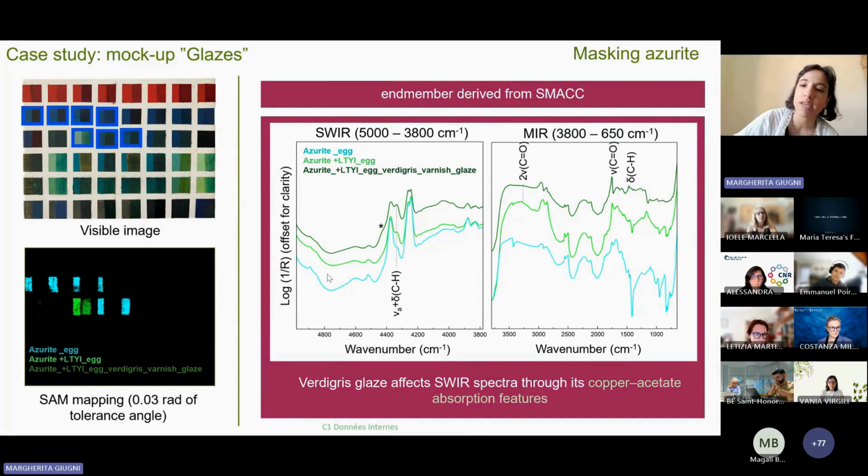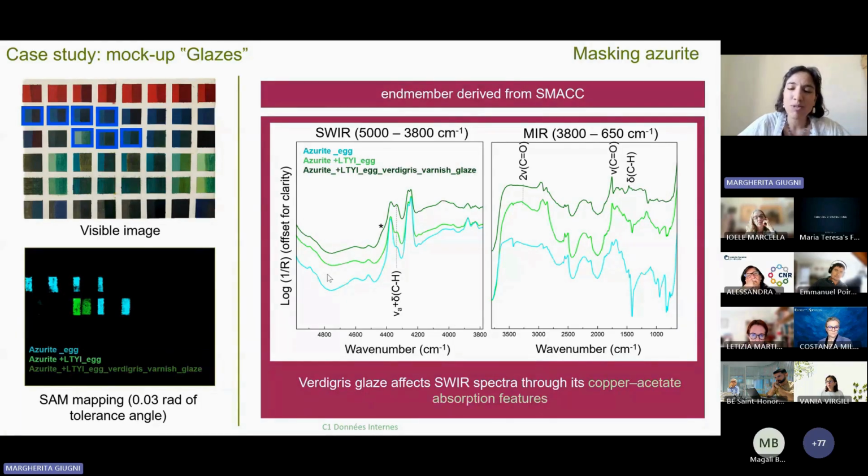The last example shows azurite bound in egg, a mixture of azurite and lead tin yellow bound in egg, and this paint partly covered by a varnish-based verdigris glaze. The interesting aspect here is that I'm showing a pigment that displays absorption both in the SWIR and in the Mid-IR region, so it's sometimes very difficult to understand the binder of azurite. And it's interesting to see how mixing azurite with lead tin yellow, in this case, which has no specific absorption in this region, shows more characteristic features coming from the binder, because the pigment to binder ratio is lower.